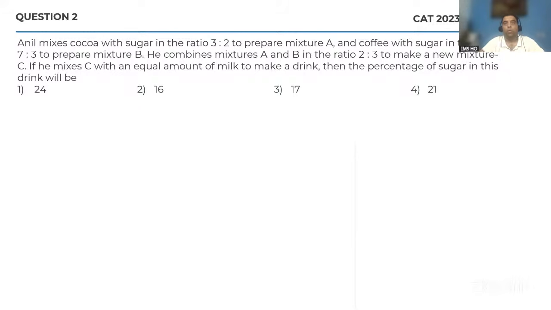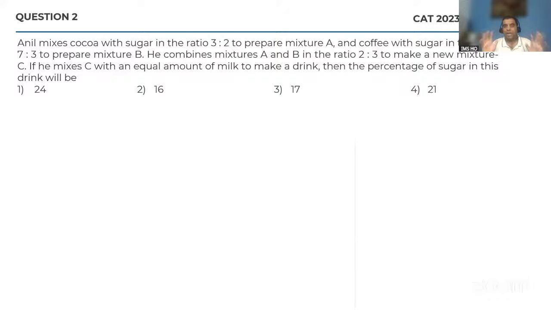So one way to look at it is that there's one mixture A and one mixture B. A has some ratio of cocoa with sugar, the other is coffee with sugar. Sugar is the same constant in both. I'm then mixing them in some ratio, which is 2:3, and after that, I'm adding some milk to make a drink, and there I'm supposed to identify the percentage of sugar.